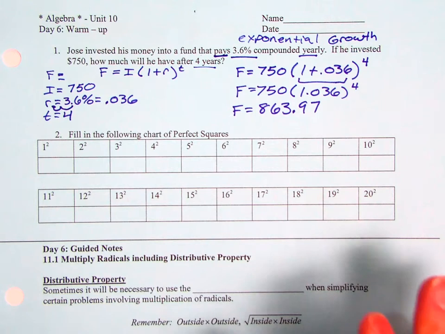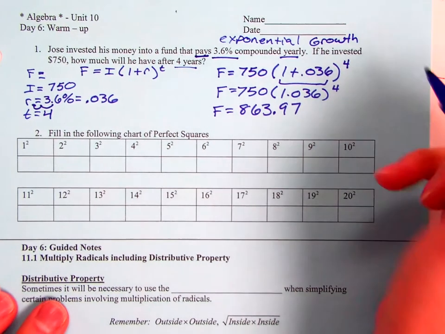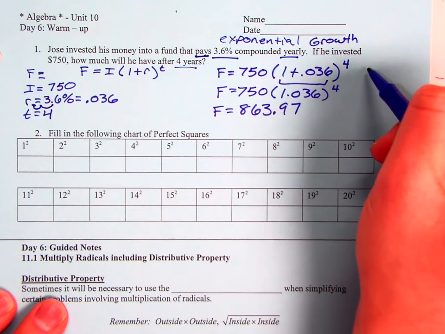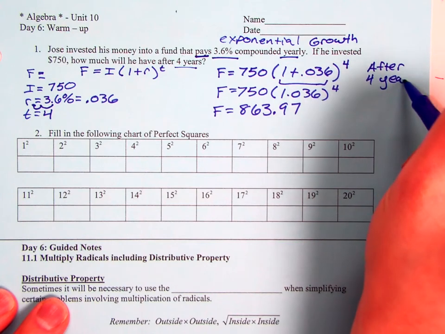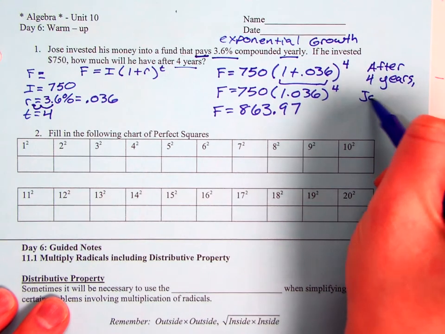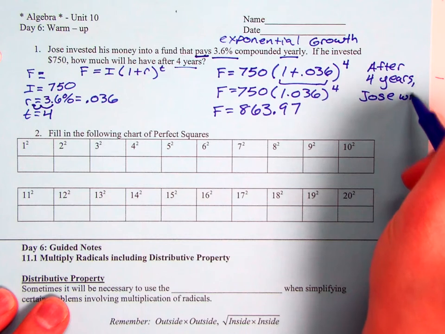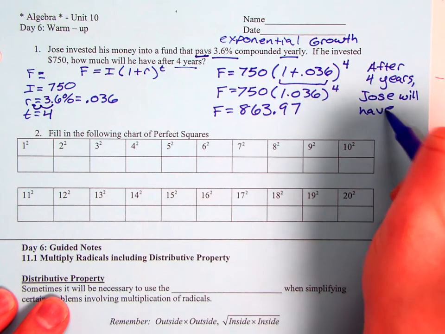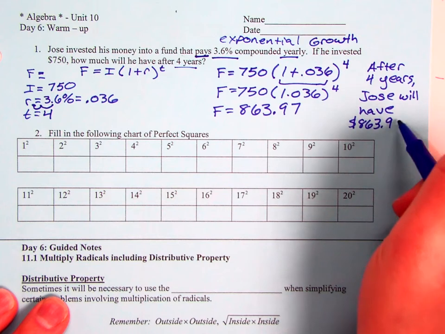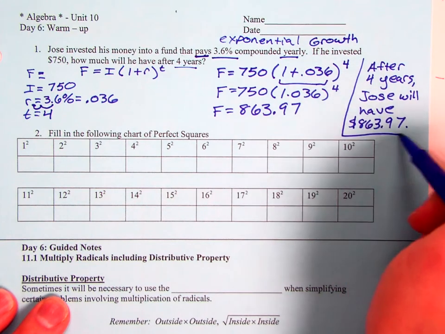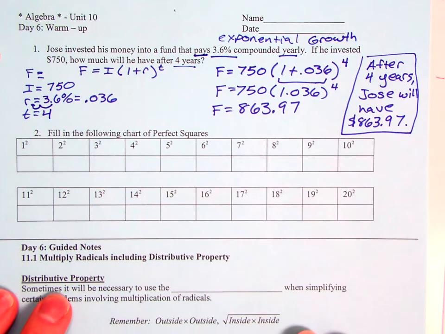And then we would need to go ahead and write our sentence. So I would say, after 4 years, Jose will have, and I put the dollar sign because we're talking about money since he invested money, so it's $863.97.